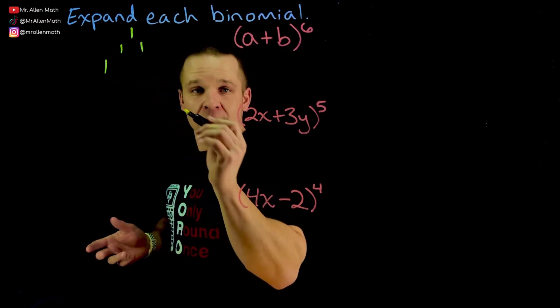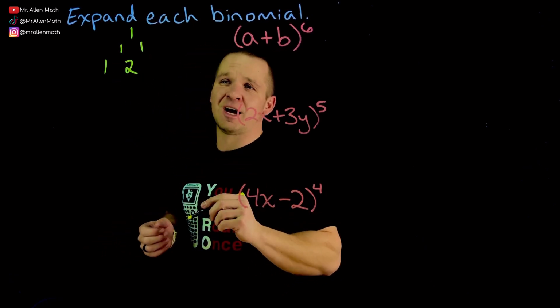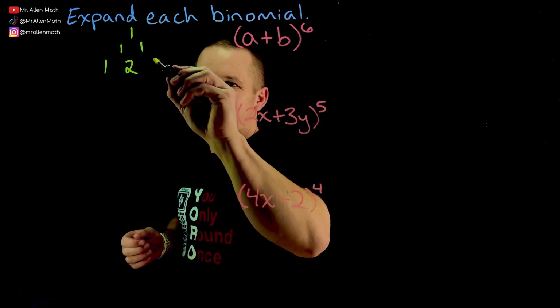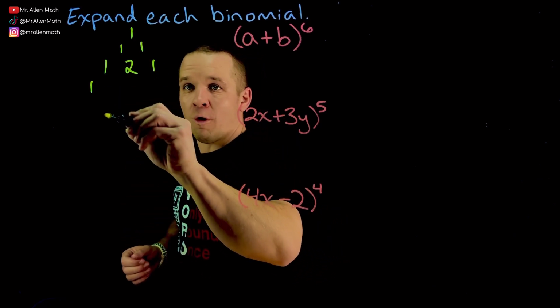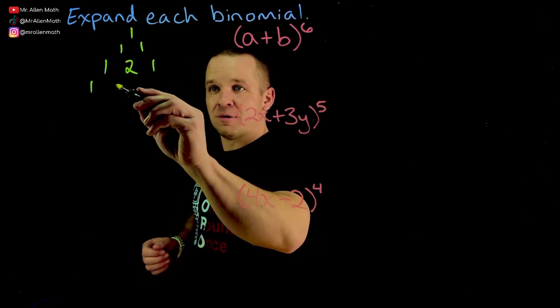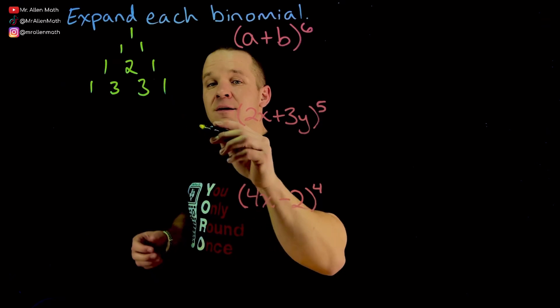So I got 1 on the outside. What are my 2 numbers above? 1 plus 1 is 2. Very good, guys. 1 plus 1 is 2. And then I got a 1 on the outside, all right? Now, the next row, again, it's going to start with 1, but 1 plus 2 is 3. 2 plus 1, 3, and then a 1 goes on the outside.